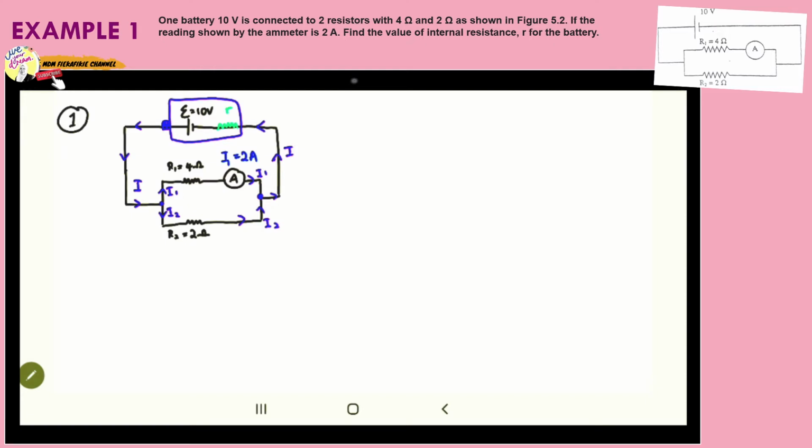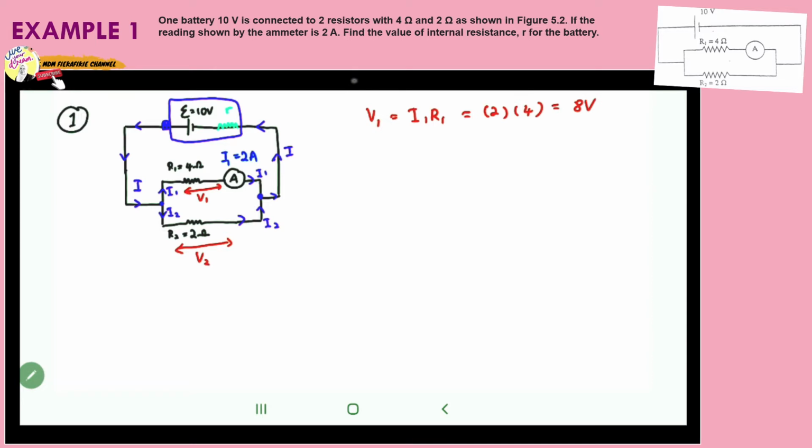I will flow through the internal resistance. So from the information given, we can find the voltage across R1, which is V1, and the voltage across R2, which is V2. Now I want to write V1 is equal to I1 R1, where I1 is equal to 2 ampere and R1 is 4 ohm, and V1 is equal to 8 volt.